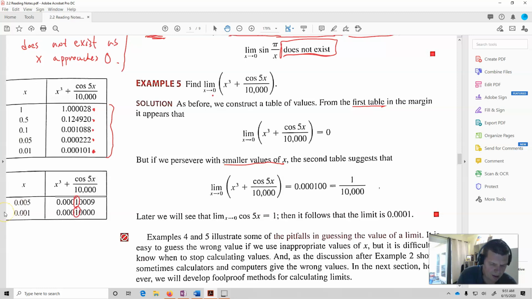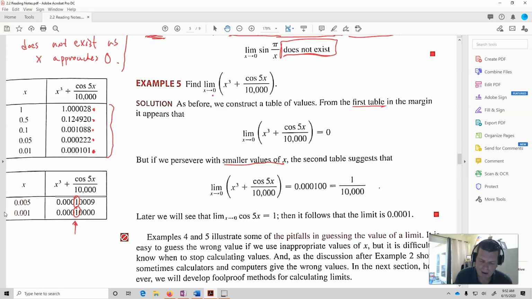So at 0.005 for x, I get 0.000100009 for x cubed plus cosine 5x over 1,000. And for 0.001, I get 0.0001000 again for my f of x. Well, it doesn't look like it's disappearing, right? It looks like the 1 is sticking around, okay?